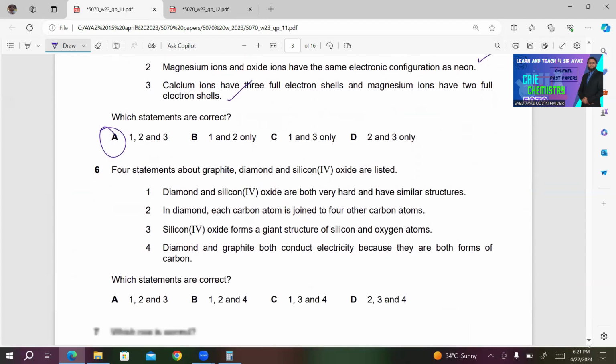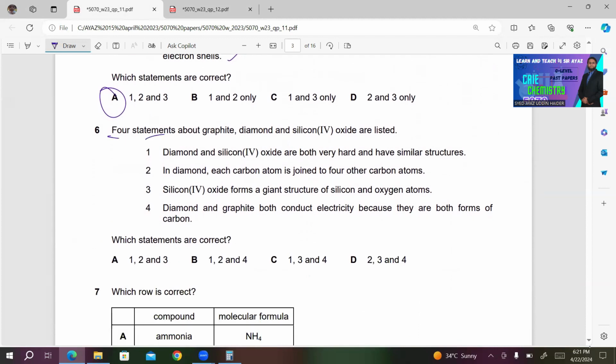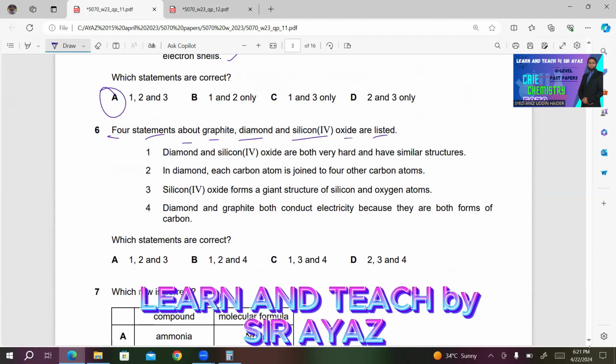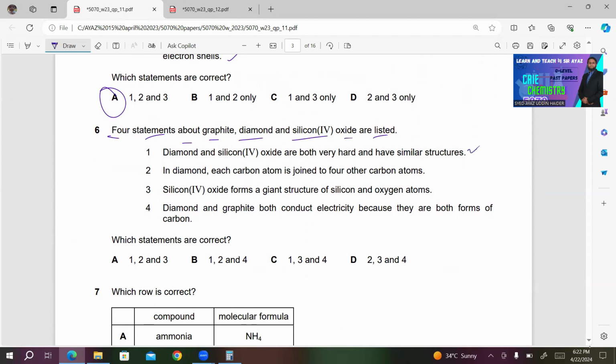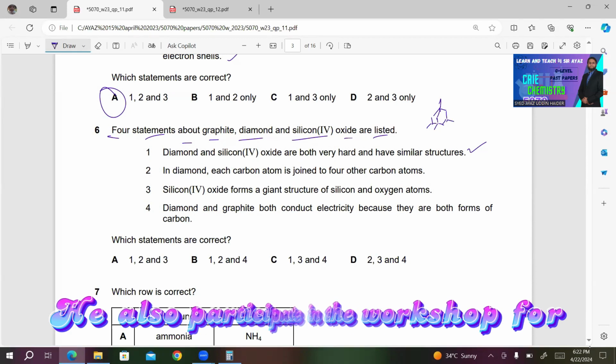Number 6. 4 statements about graphite, diamond, and silicon(IV) oxide are listed. Number 1, diamond and silicon(IV) oxide are both very hard and have similar structures. This is correct because diamond has a tetrahedral structure. This is the structure of diamond. I am drawing the small part. And silicon(IV) oxide also has this structure. So the statement is correct.